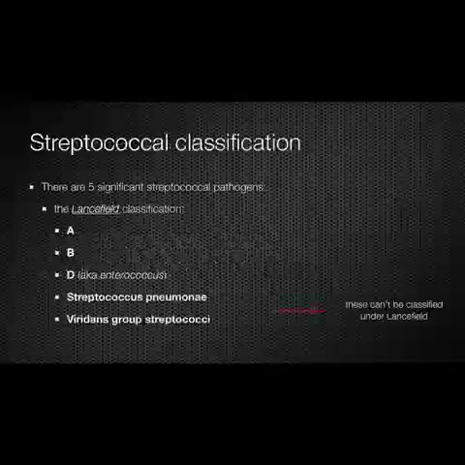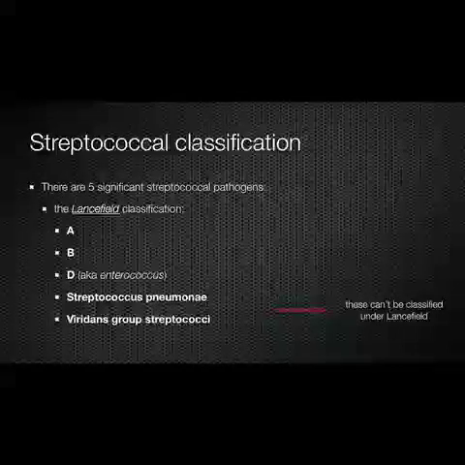Okay, now there are 5 significant streptococcal pathogens, and they are classified under the Lancefield classification. Not that you need to know that, but there are different forms, namely Group A, Group B, Group D, which is also known as Enterococcus, Streptococcus pneumoniae, of course, and the Viridans group streptococci. Of course, the last two not strictly being under the Lancefield classification.